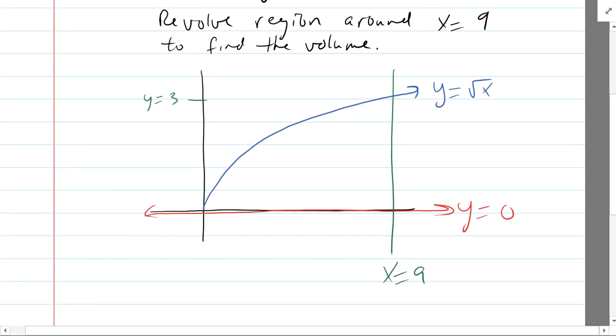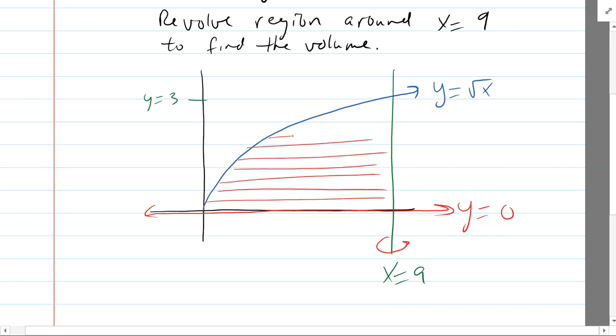Everybody got a cross section? We are revolving this around x equal to 9. So what's my axis of rotation? It's this. Is that a vertical line? If I draw the cross sections, because the cross section is always perpendicular to your axis of rotation, will my cross sections be like this? What is that perpendicular to? So what's it going to be in terms of? y. My cross sections are perpendicular to the y axis.